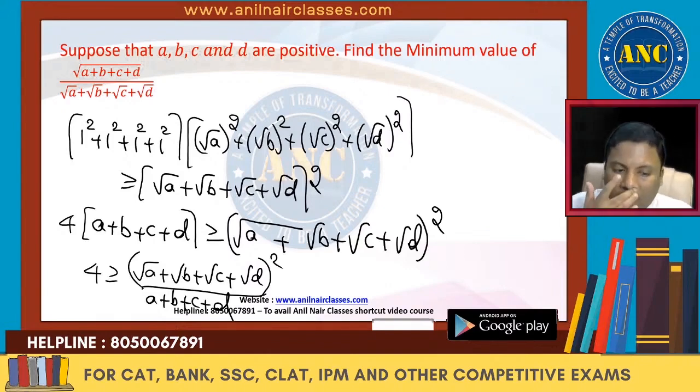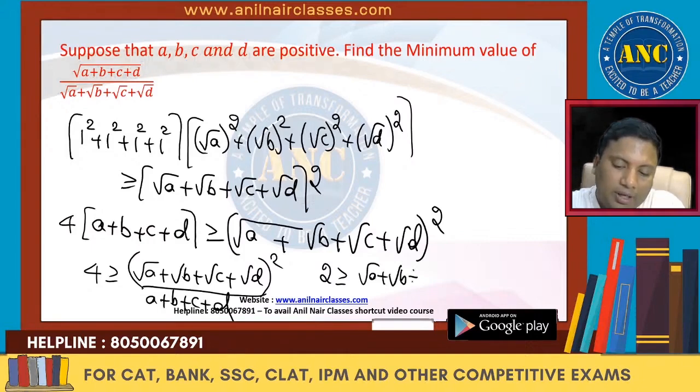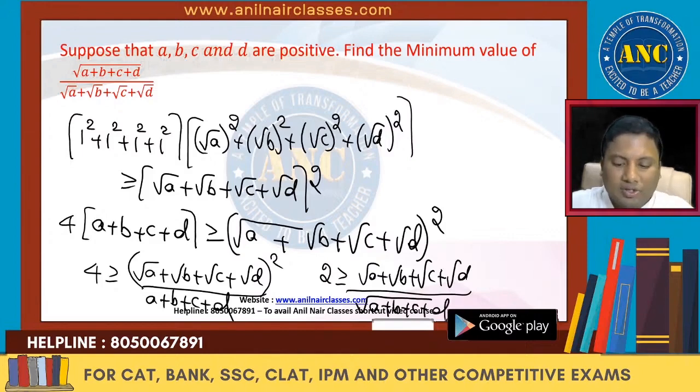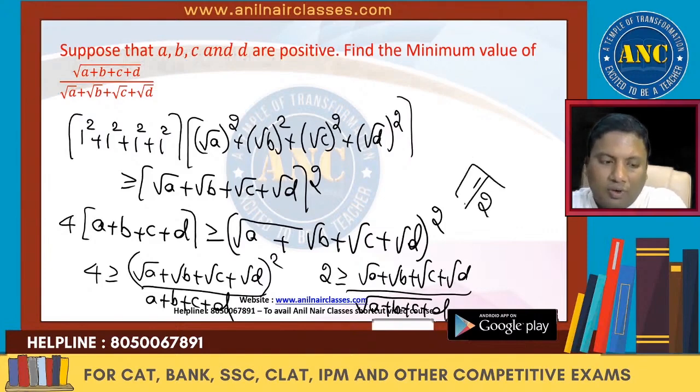If I apply under root on both the sides, 2 is greater than or equal to root A plus root B plus root C plus root D divided by under root of A plus B plus C plus D. So if I reverse it, I will get 1 by 2.